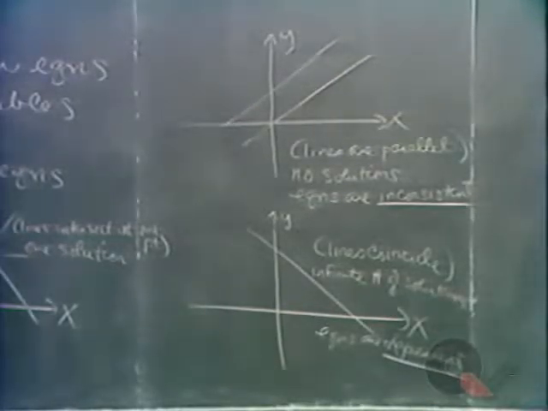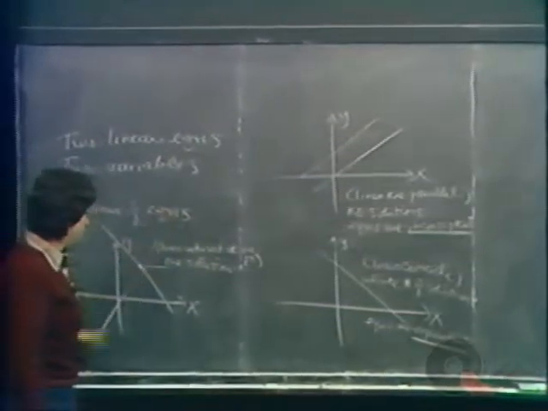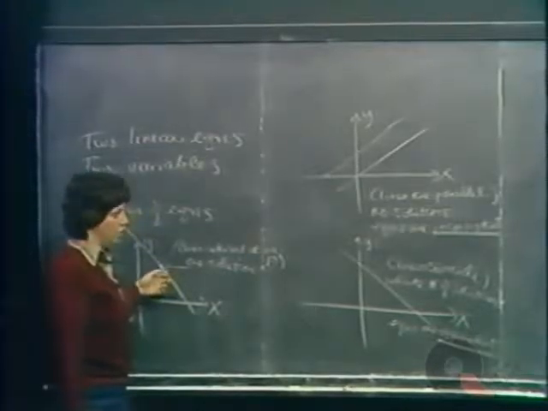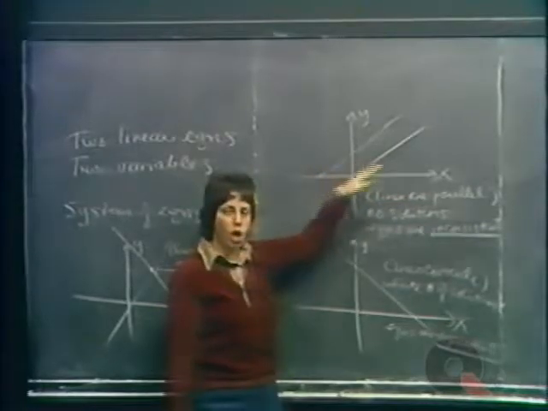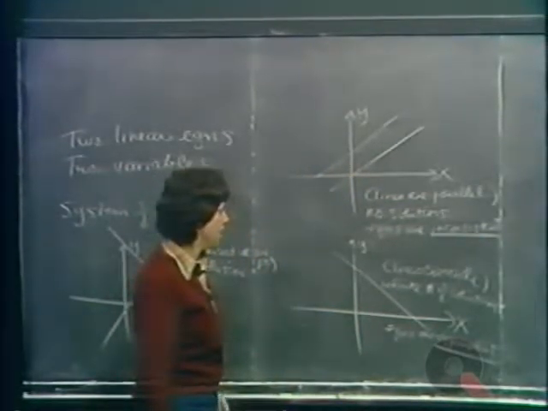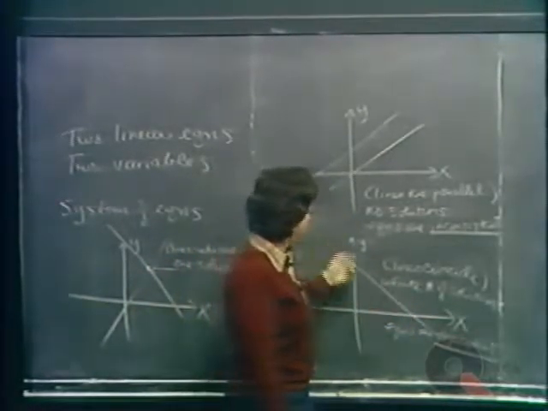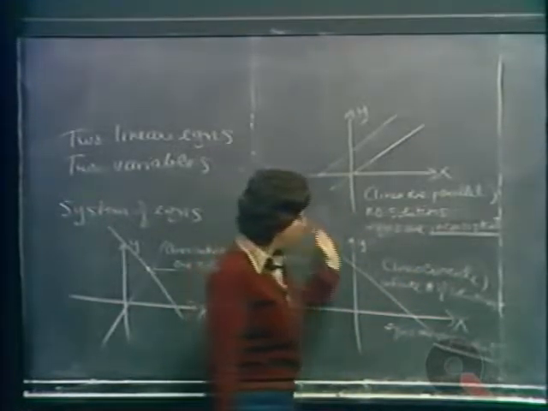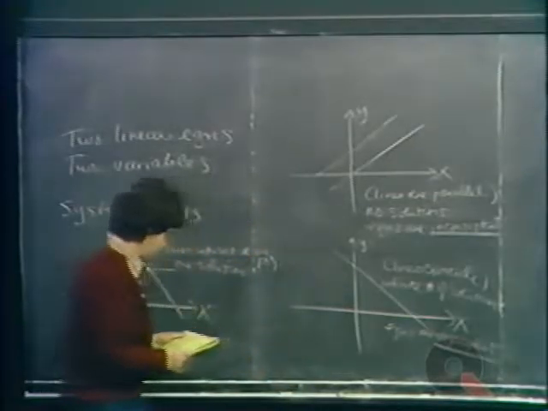So let's review the three possibilities. The two lines intersect at one point. There is therefore one solution to the system of equations. The two lines never intersect. They are parallel. There are no solutions to the system of equations. The equations are called inconsistent. And finally, the lines fall right on top of each other. They coincide. Any point on one of them also satisfies the other equation. We therefore have an infinite number of solutions to the system, and the equations are called dependent.